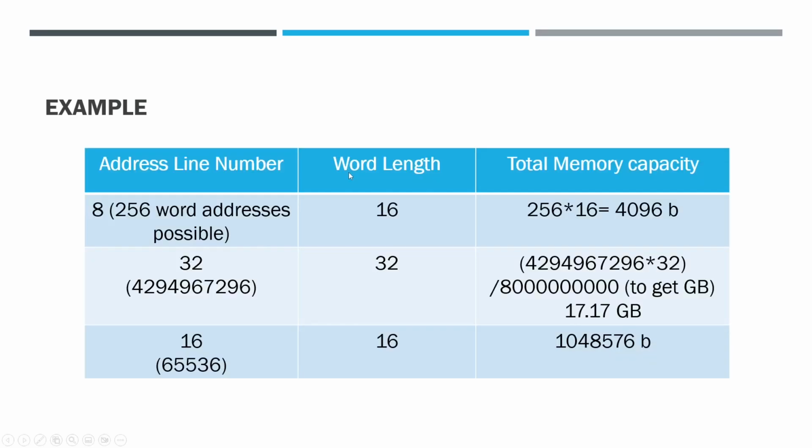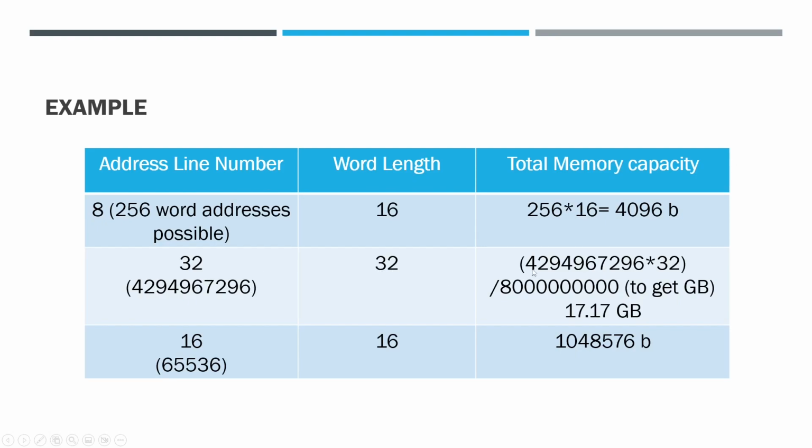So if we look at another example, there are some different ones I've done here. This has 8-bit address lines, eight wires, with a word length of 16, and we've got 4,096 bytes. Now, more realistically, with bigger modern numbers, we've got a 32-bit address line number. That gives us that many possible memory locations, 4.2 billion different memory locations.